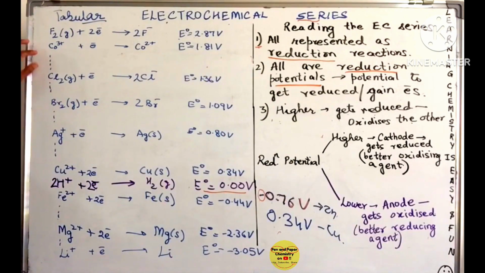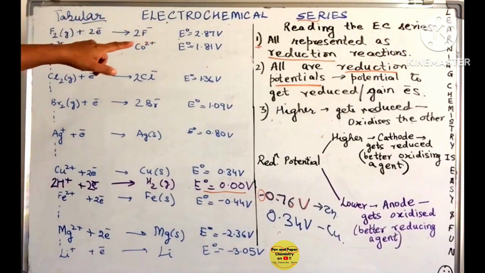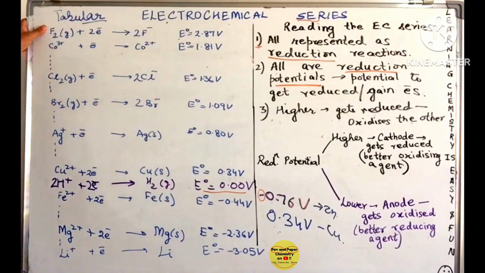Now if you notice over here, I put these dashes. We start this electrochemical series with fluorine, which has the highest reduction potential. That means it's the best oxidizing agent, and it ends at lithium with the most negative reduction potential. Hence it's the best reducing agent, right? Now, I've listed the first one, fluorine.